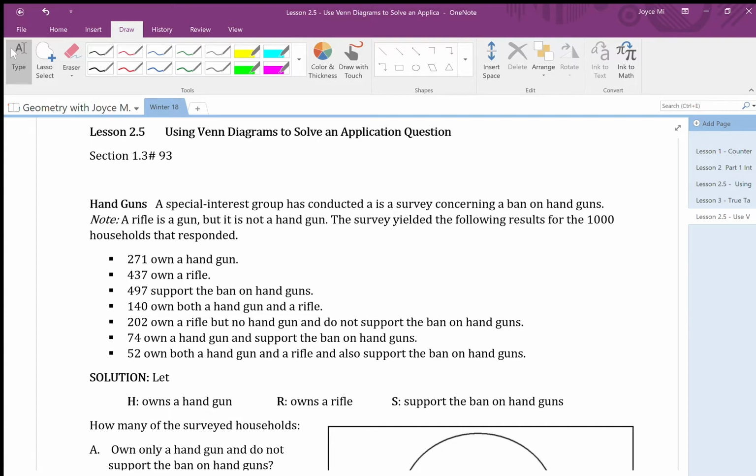Hi, welcome. Today during my office hour, a few students asked me this question regarding Venn diagrams, how to use a Venn diagram to solve application questions. I also see that quite a few students leave this question blank in your homework. So here we go. I'm going to go over these questions.